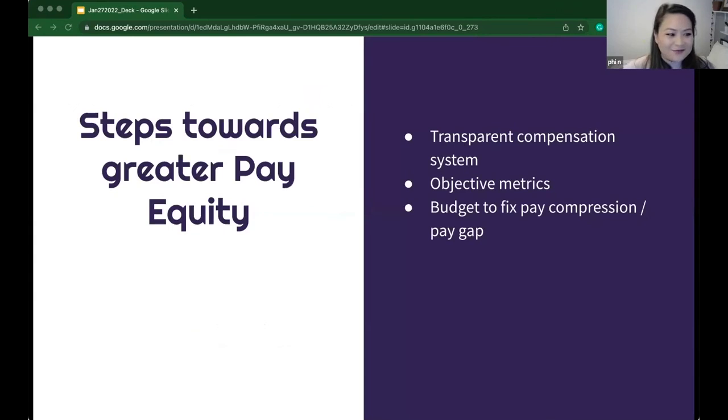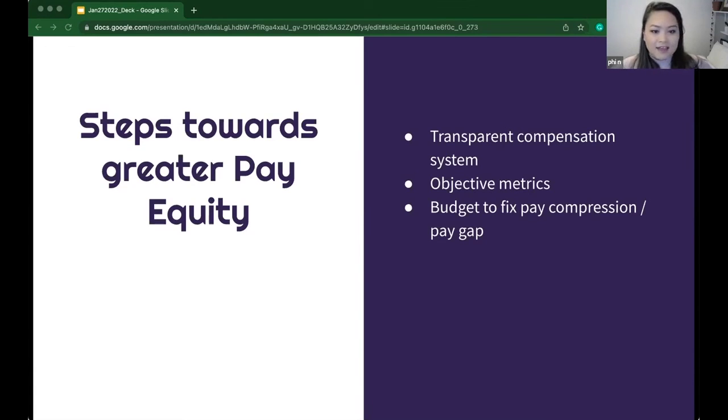So now that we've flown at a very high-level overview of the difference between pay transparency and pay equity, you might be wondering, what can I do right now to move my company further along? A few steps you can take towards greater pay equity are transparent compensation systems. You can also have very objective metrics in measuring performance. And you can have an approved budget so that you could fix pay compression, like I discussed earlier, or the pay gap when you find it during a pay audit.